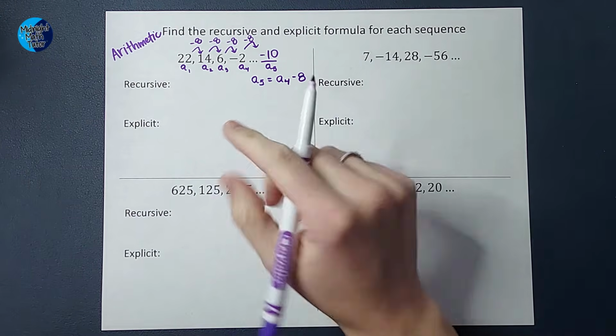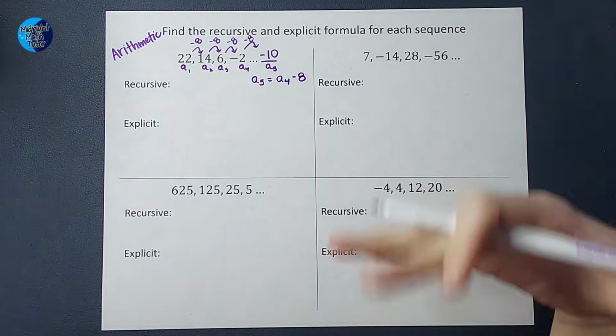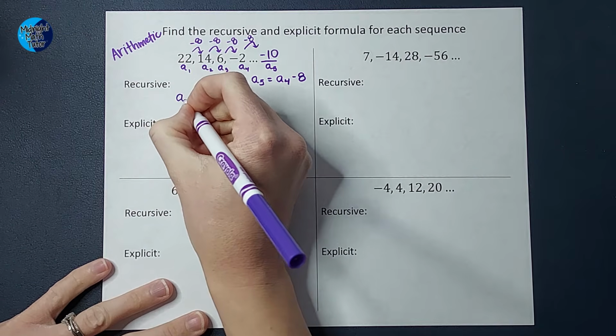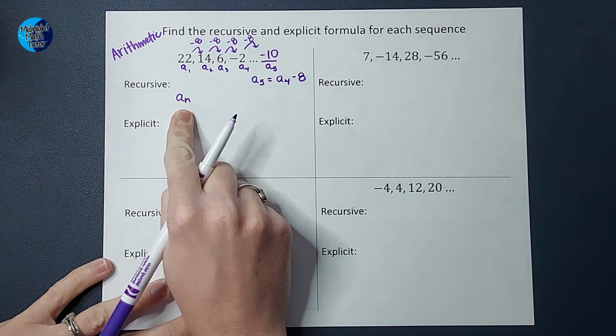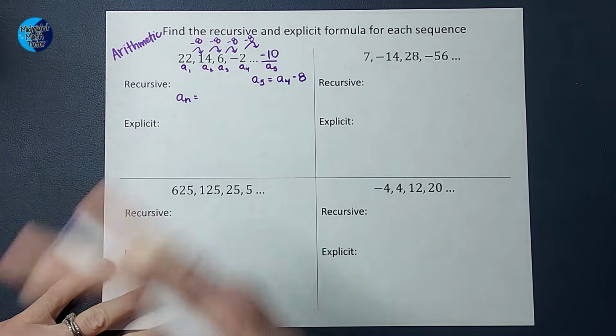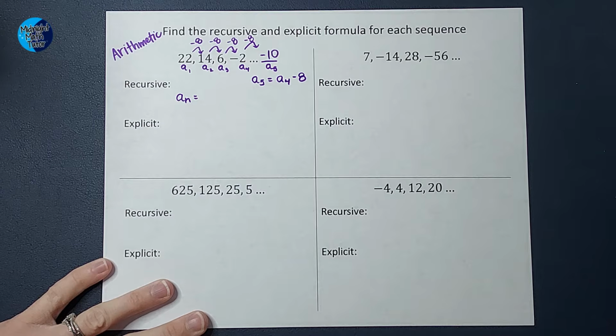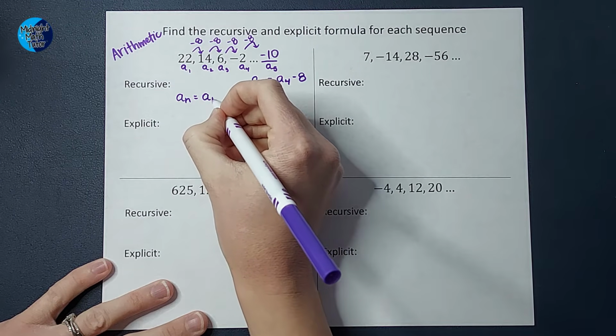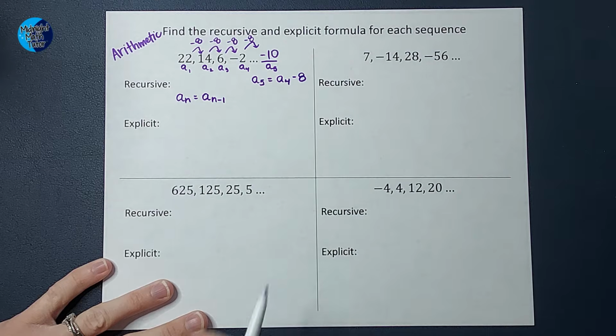But how do I show that for any number you want to find? Well, how we show that is I say a sub n, which means whatever number you want to find in this sequence, you take the one before it. But how do we say that in math language? We say a sub n minus 1.